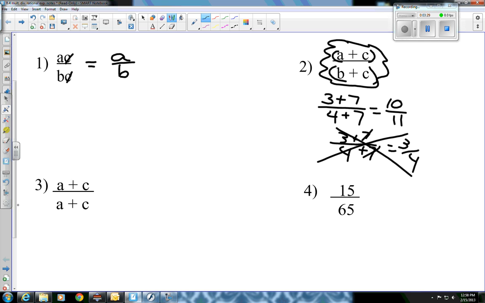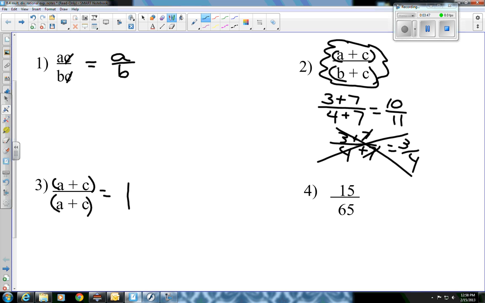Now, how about if I have a plus c divided by a plus c? That's 1. A number divided by itself, and this is one factor, that's one factor, so that's just 1. When we say everything cancels out, we mean everything except 1.